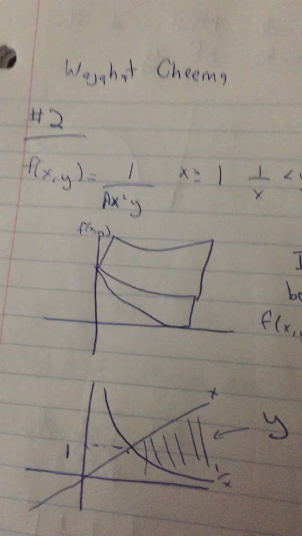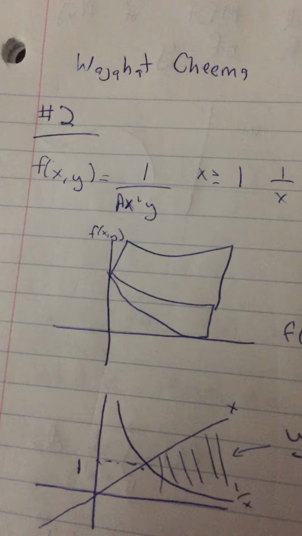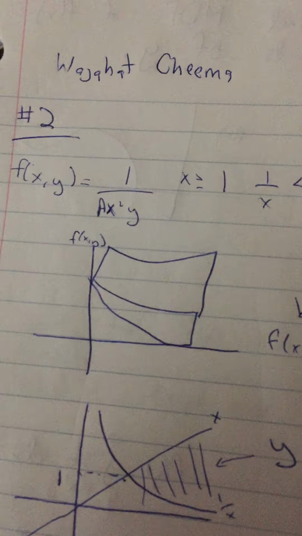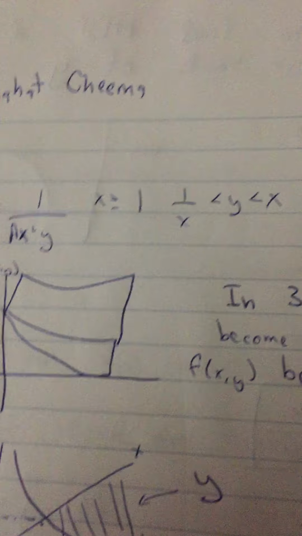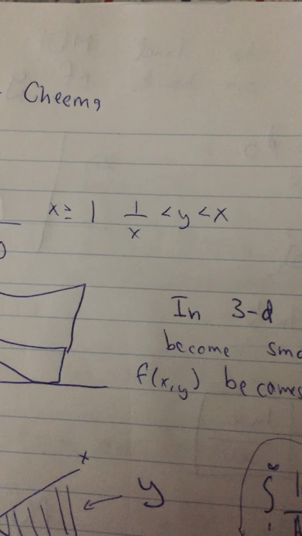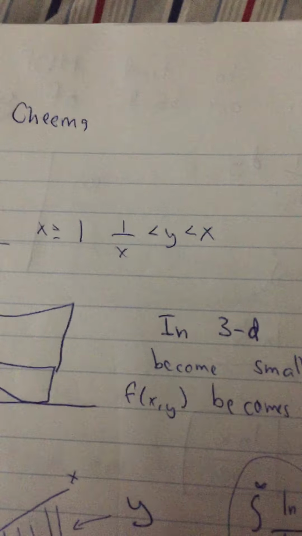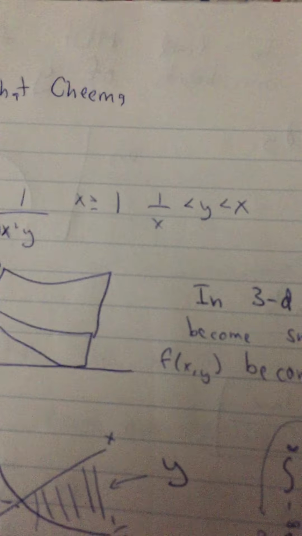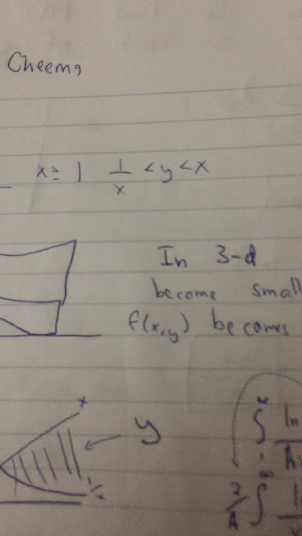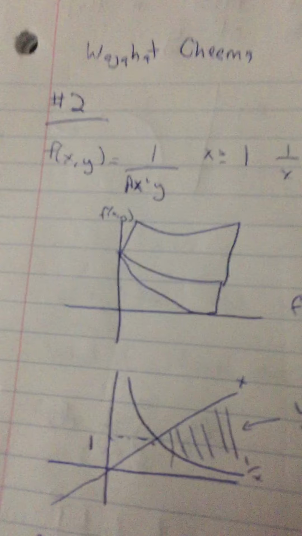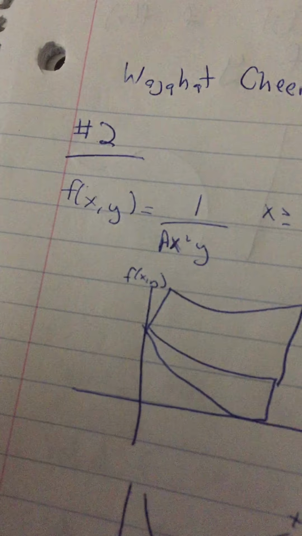So we're given that the function of x and y is equal to 1 over ax squared y, where x is greater than or equal to 1, and y is between 1 over x and x. Just to get an idea of how this looks graphically, I attempted to make a 3D graph. It looks sort of like this. When x or y becomes small, the value of f of x and y becomes increasingly large.